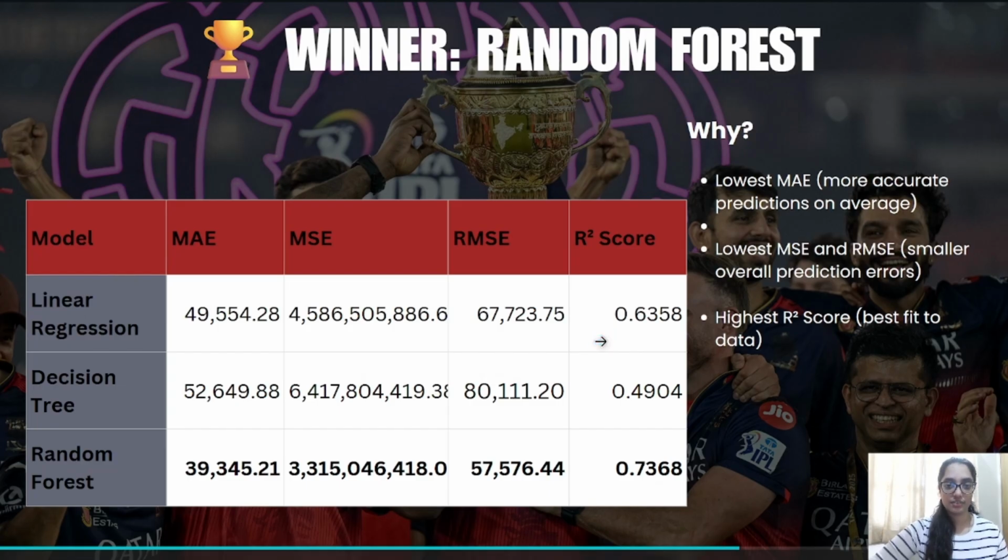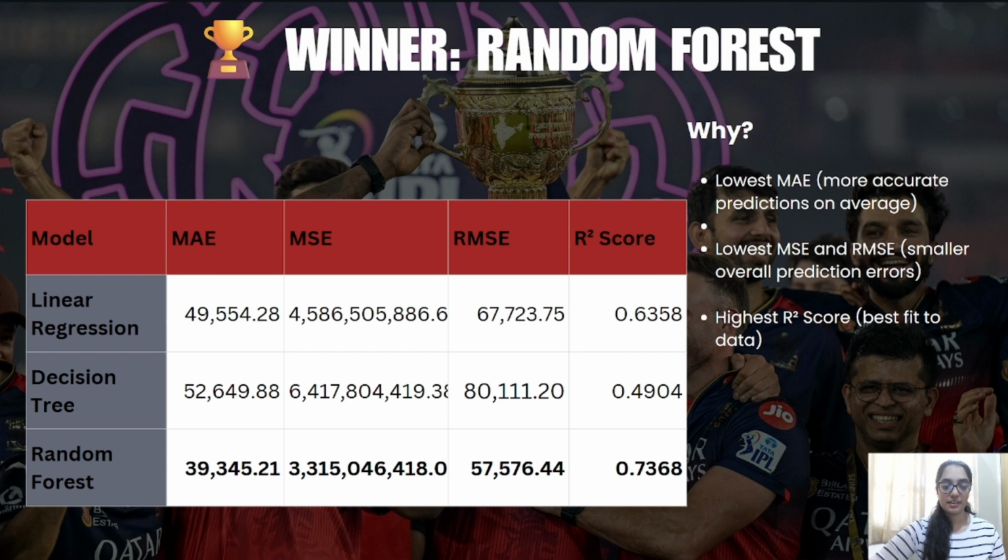In this scorecard, you can see that random forest has the highest R squared value, that is 0.7368. So we can tell the winner is random forest. But why? Because it has the lowest MAE, lowest MSE and RMSE, and the highest R squared. That's why we are saying random forest is best for predicting the housing price for this data set.